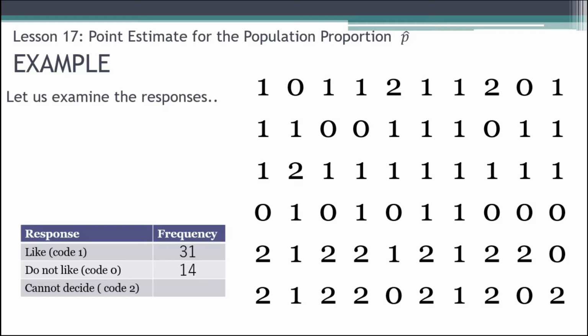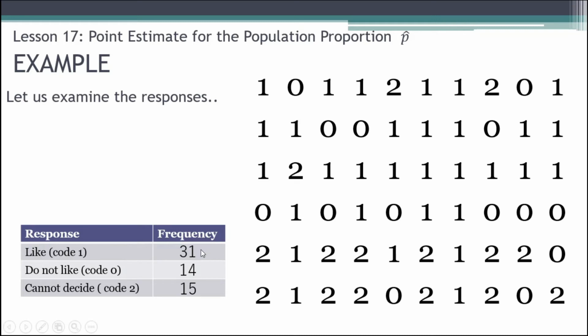Next, yung number 2 or yung code 2. Ilan? Very good. 15. Okay. So, dapat ilan ang total niya? Very good. Ang total niya dapat ay 60.